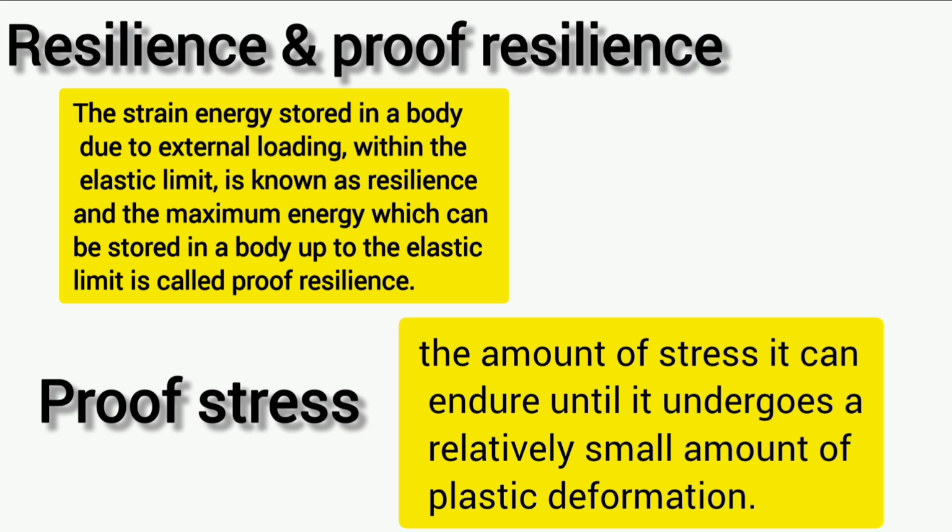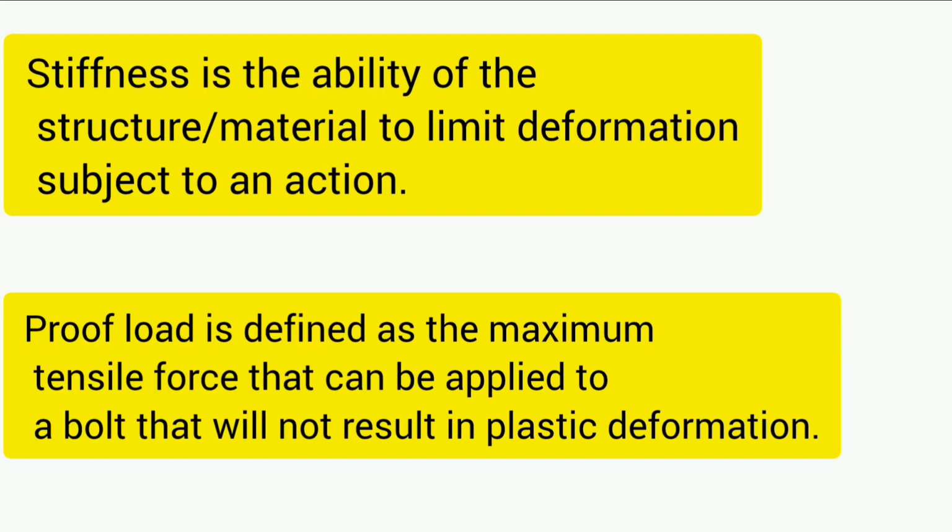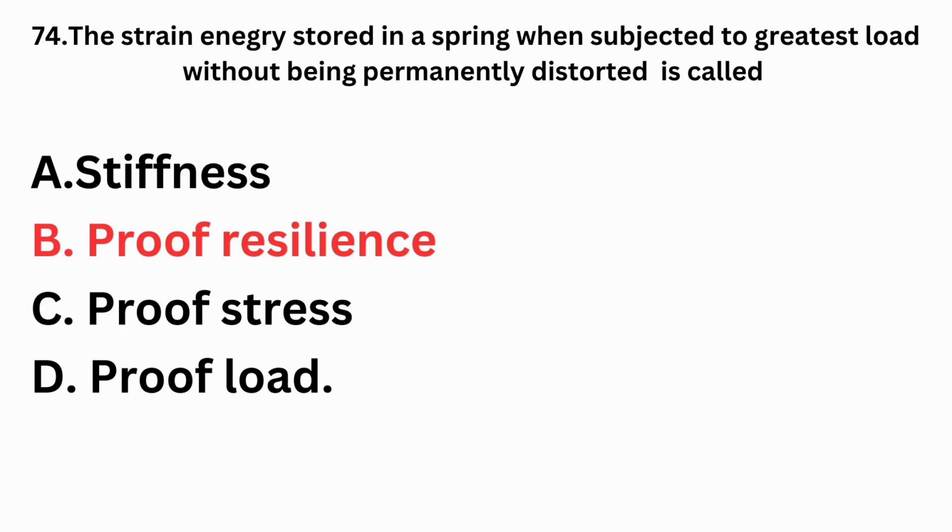proof resilience. And proof stress is the amount of stress it can endure until it undergoes a relatively small amount of plastic deformation. Stiffness is the extent to which an object resists a deformation in response to an applied force, and proof load is defined as the maximum tensile force that can be applied to a bolt that will not result in plastic deformation. The correct answer is B.